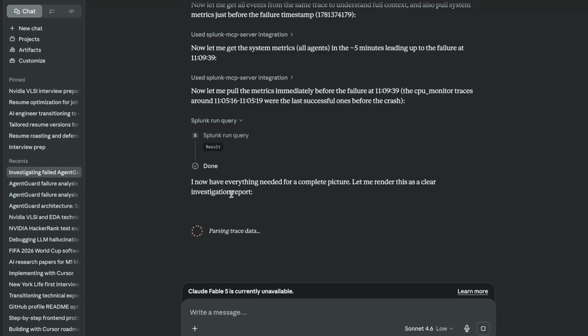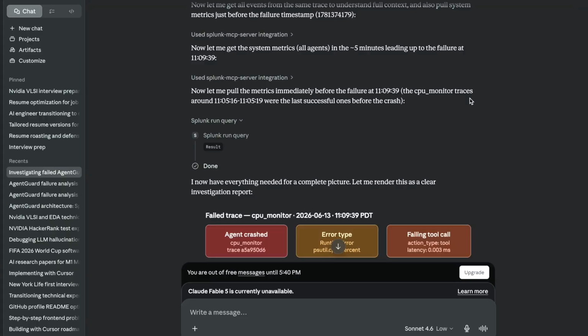More importantly, I first-hand saw how pairing structured operational data with an LLM's runtime reasoning shifts the industry from reactive monitoring to proactive, self-diagnosing systems.